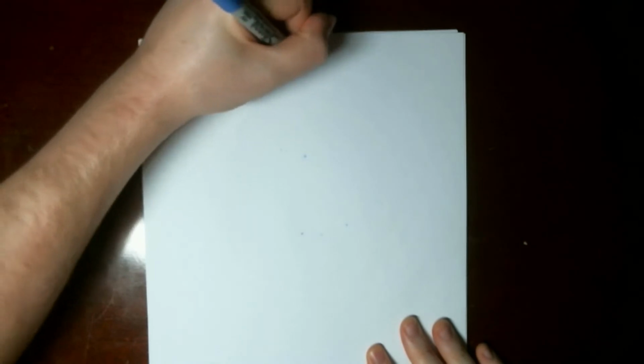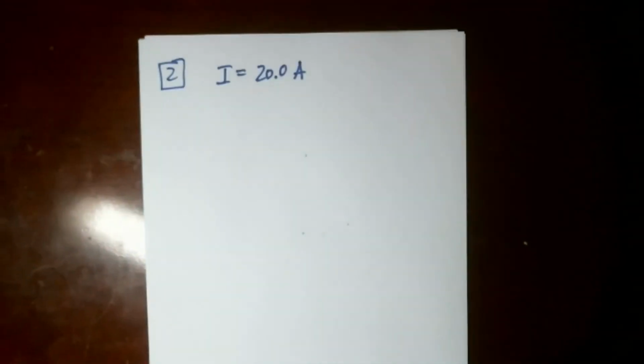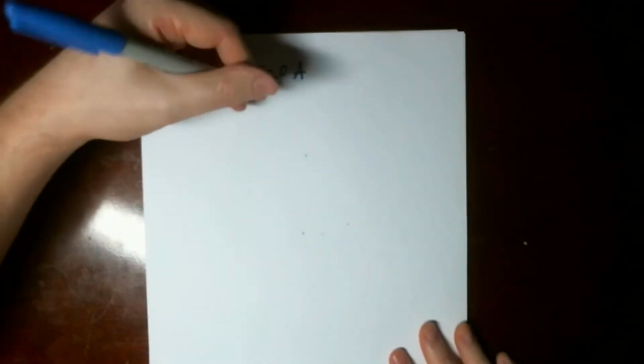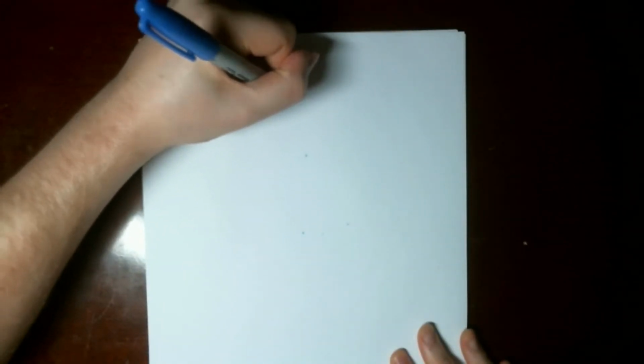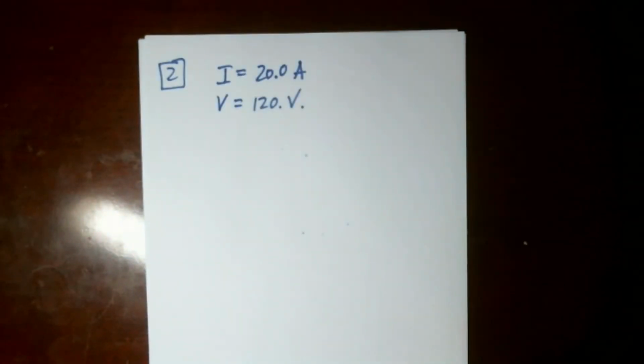All right, for number 2, we have a wire carrying a current of 20 amps, and we have a potential difference of 120 volts. And so we want to find what is the resistance of that wire.